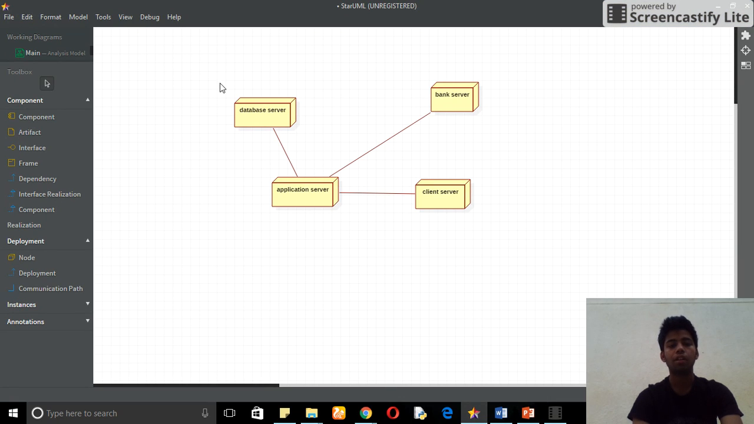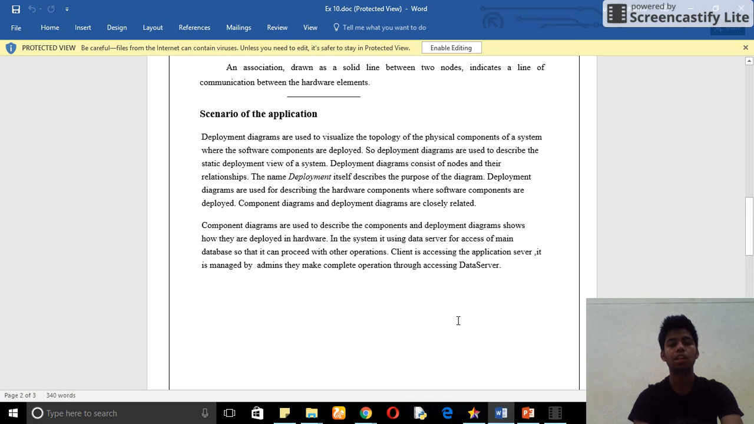Here I am using one, two, three, four. Here I am using four nodes to show the relation between my hardware systems. So this is the scenario of the application. The deployment diagram is used to show the virtual topology of the physical components of the system where the software components are deployed. The deployment diagram is used to show the static deployment view of the system.